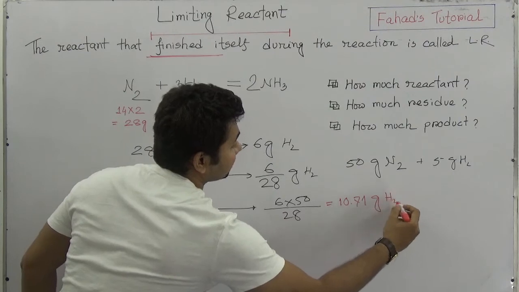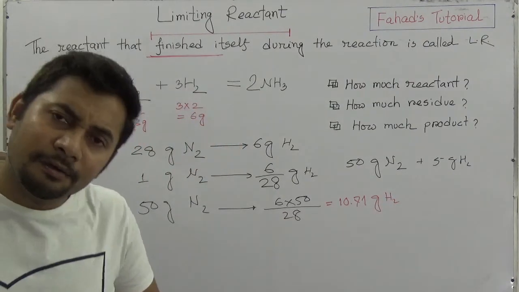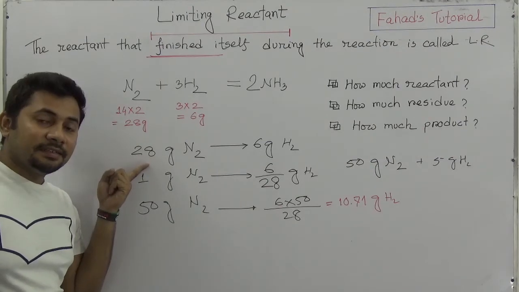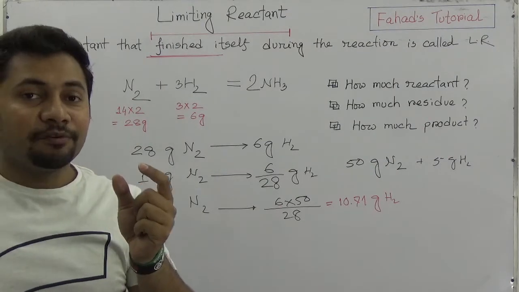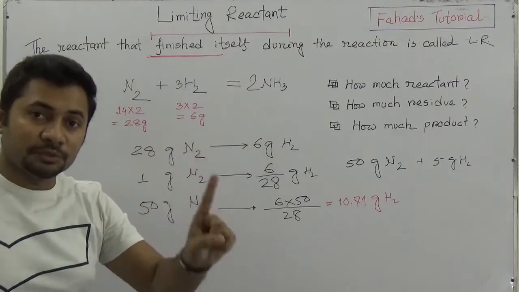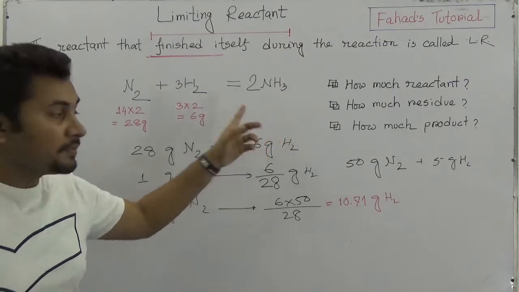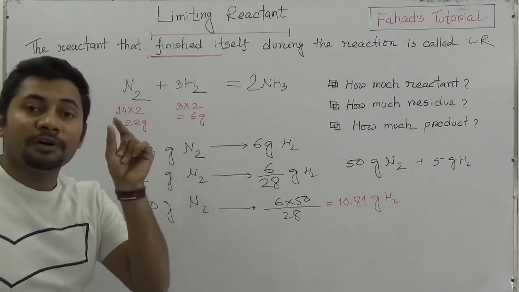10.71 gram hydrogen is required. Now you think that from where I'm just taking this data? I'm taking this data from the reactions. At first we need to balance the reactants and products, and then we calculate the molecular mass.